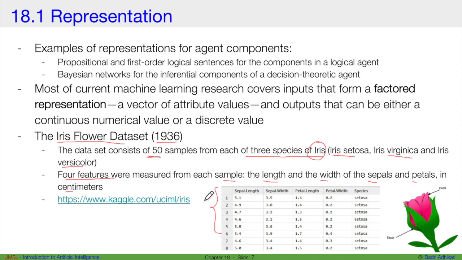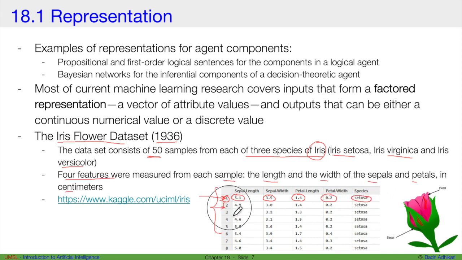So let's look at the first record. What this first record means is, for plant number 1, the sepal length, basically the length of this green part of the plant, was 5.1 centimeters. And the sepal width was 3.5 centimeters. Petal length was 1.4 centimeters. Petal is the inner part of this plant, and petal width was 0.2 centimeters. And this plant also belongs to the class Setosa.